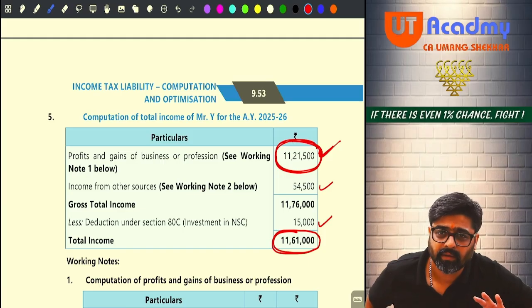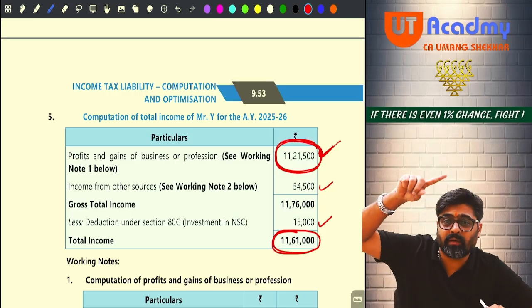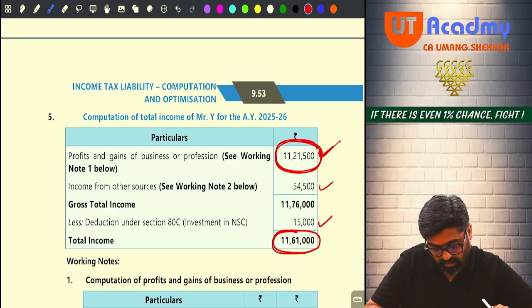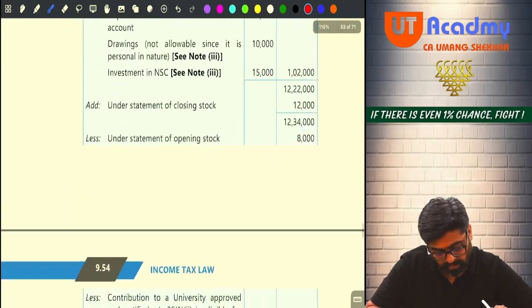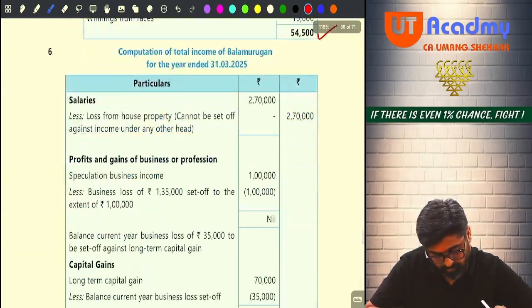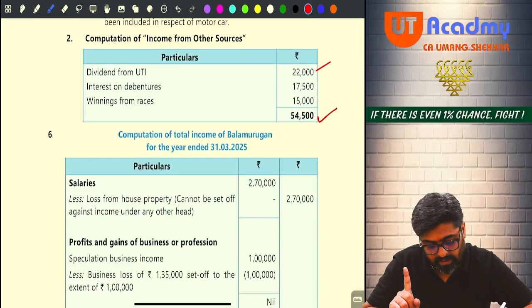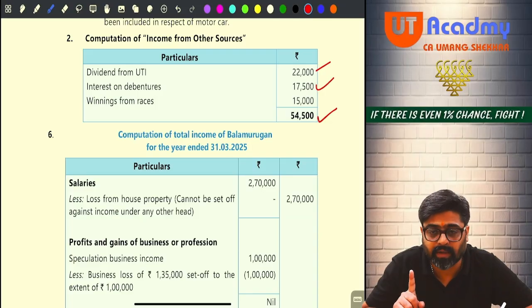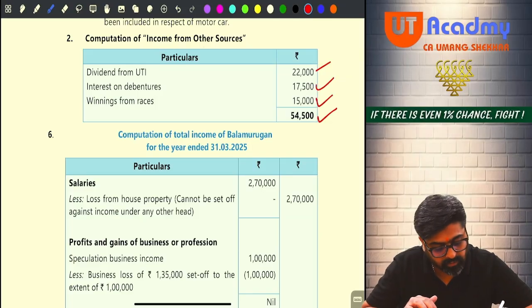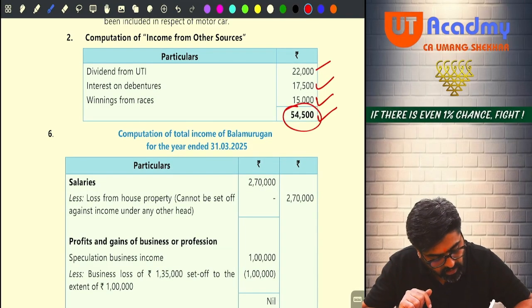Now wait. Now you are supposed to compute the total income. Do you have those three incomes? IFOS. Please go and check. How much was the income? IFOS income. Dividend 22,000. Then interest on debentures 17,500. And then 15,000 winnings from races. So total 54,500 will be your IFOS income.